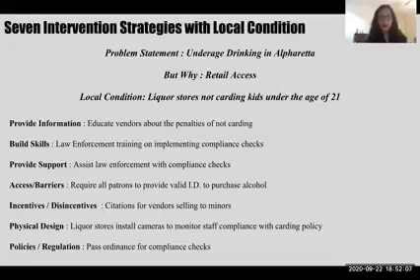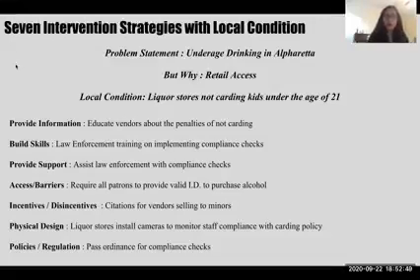If we're looking at the 7 intervention strategies, providing information, you can educate vendors about the penalties of not carding. Building skills, have law enforcement training on implementing compliance checks. Provide support, assist law enforcement with compliance checks. Access and barriers, require all patrons to provide valid ID to purchase alcohol. Incentives or disincentives, this would be a disincentive, is having citations for vendors selling to minors. Physical design, actually install cameras within the store. You're changing your physical landscape to monitor staff compliance with carding policies. Policies and regulation, pass ordinance for compliance checks.